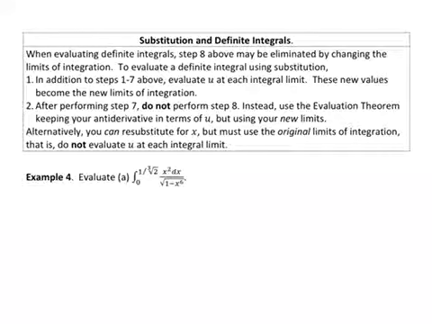When we do definite integrals, we can actually bypass one of our steps by not resubstituting if we do something very carefully. So what we'll do is the ordinary steps for substitution, but instead of resubstituting, we'll make a change to the limits of integration so that they're in terms of u instead of in terms of x. So we'll do that with this first example here.